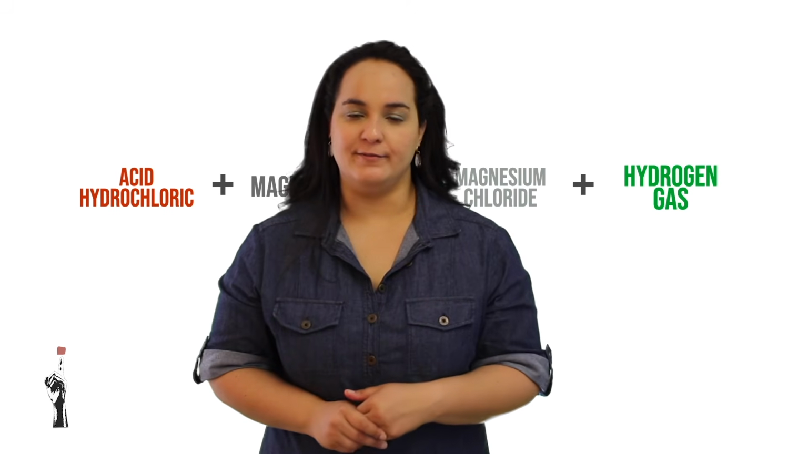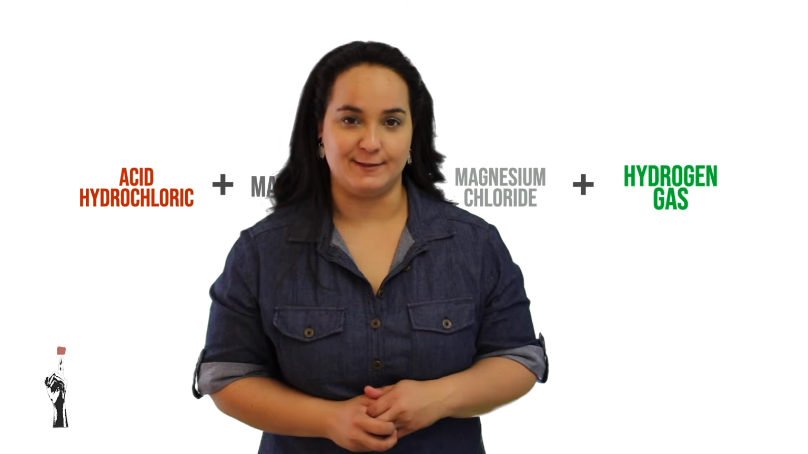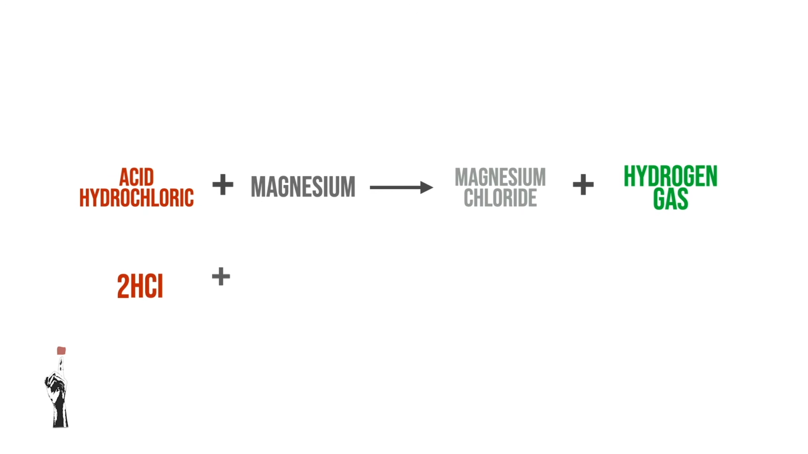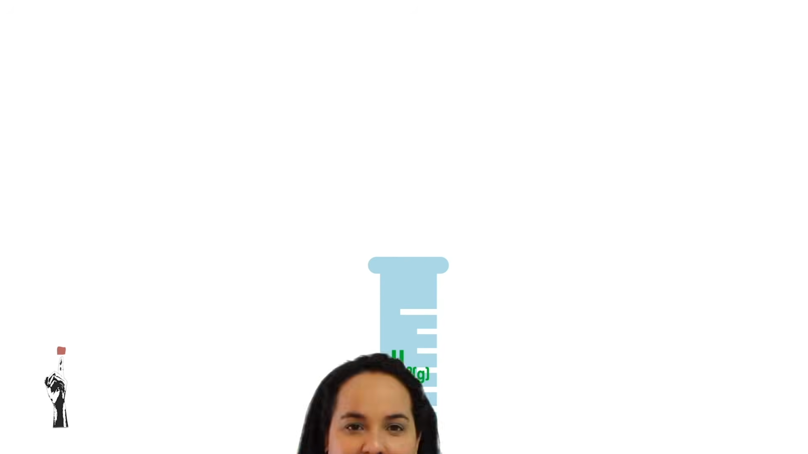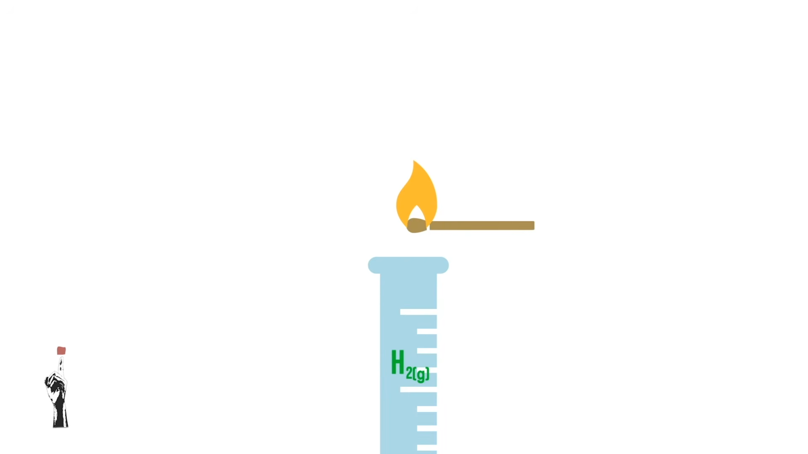The chemical formula for this reaction, however, looks a little bit different. 2HCl plus Mg, arrow, MgCl2 plus H2. Now, to indicate that hydrogen in this equation is a gas, we indicate it by putting a (g) between brackets after the H2. To test for the presence of hydrogen gas, we can hold a lit match at the mouth of the test tube. If hydrogen gas is present, you should hear a loud popping sound.